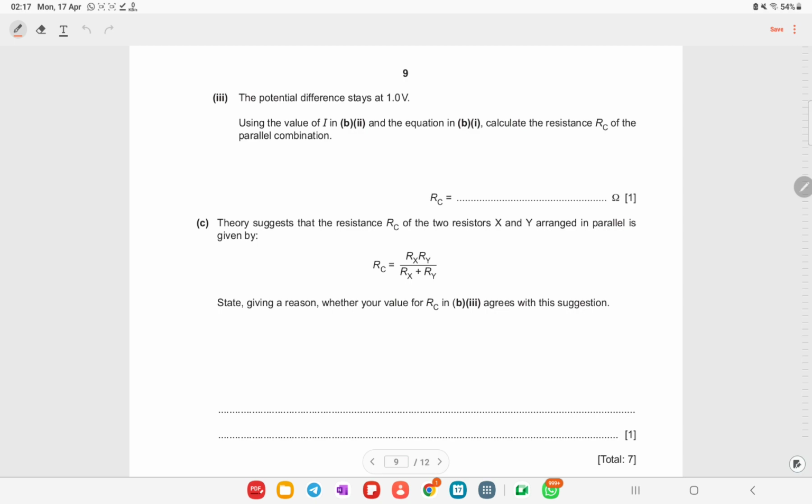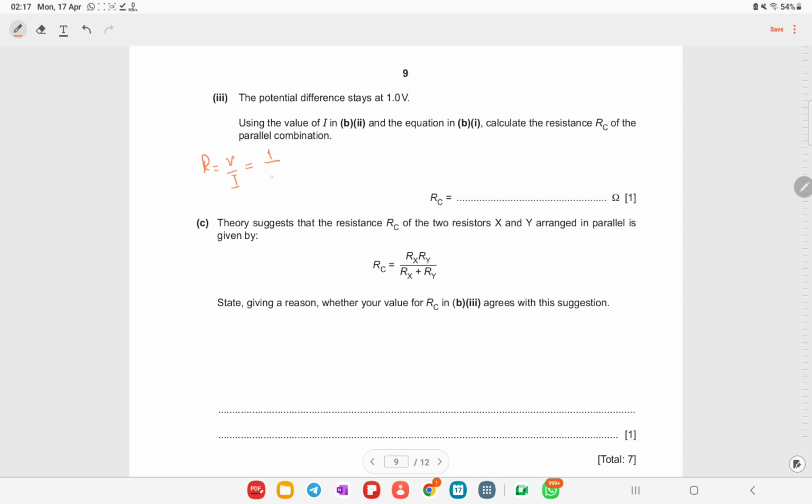Moving to the next question, it says that the potential difference stays 1 volt. Using the value I in B2 and the equation in B1, calculate the resistance RC of the parallel combination. Again, we are going to use the same formula. R equals voltage divided by current.